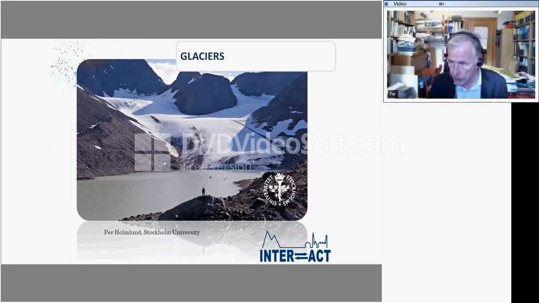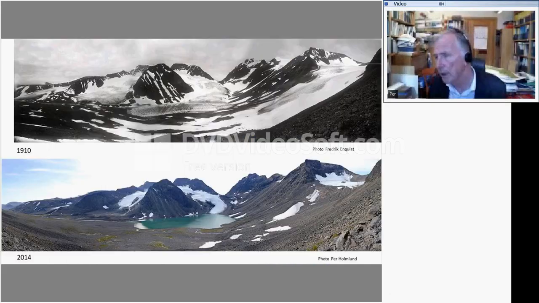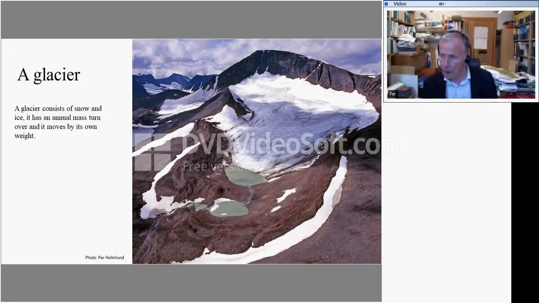I'm pursuing glaciology at Stockholm University. Glaciers are found in the high alpine regions around the globe, and they are often used to describe global warming because they're so expressive. We'll say a few words about why they are so expressive.